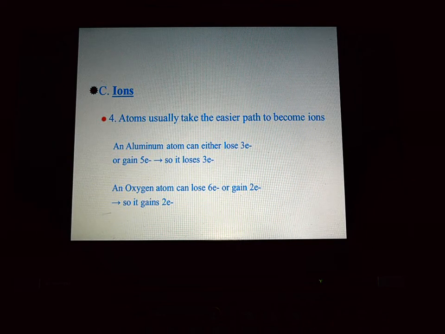Aluminum will lose those 3. Oxygen will gain those 2. And basically, if you look at the table, you can see that ones on one side tend to lose, ones on the other side tend to gain. And really, it's kind of in the middle that it's a little bit more up for grabs, because when you're halfway, well, you could go either way.